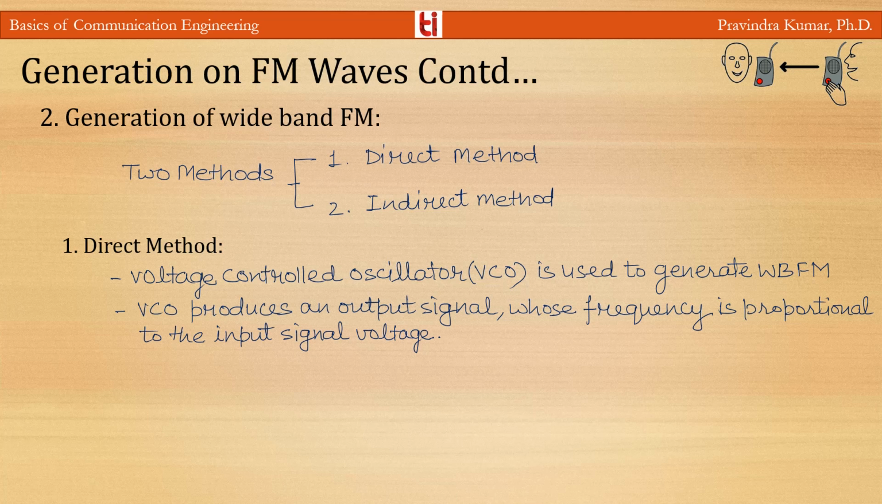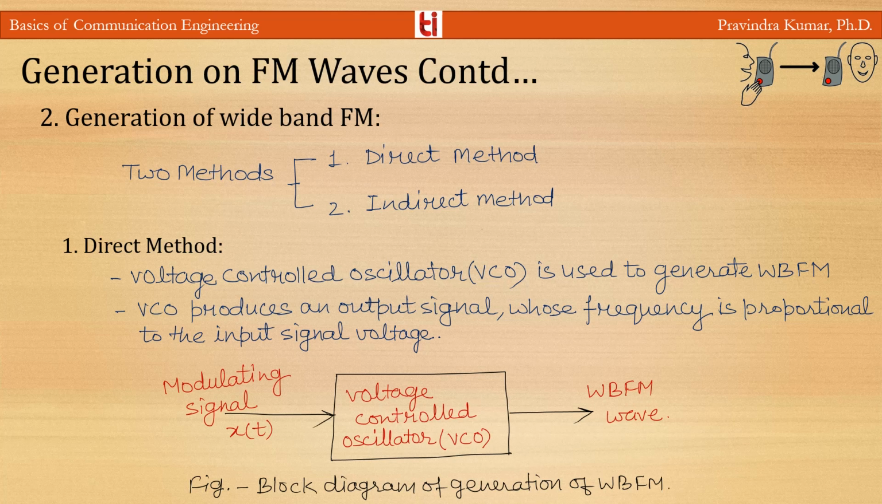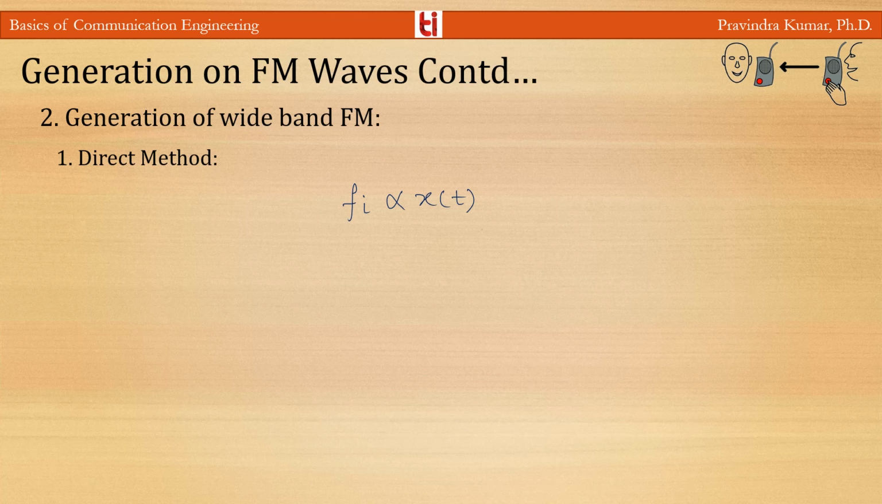Voltage controlled oscillator produces an output signal whose frequency is proportional to the input signal voltage, and this is similar to the definition of the FM wave. The block diagram of the generation of wideband FM you can see on this screen. Here the modulating signal is applied as the input of the voltage controlled oscillator, and the VCO produces an output which is nothing but wideband FM, and the instantaneous frequency will be proportional to the modulating signal, or we can write Fi = Fc + Kf x(t).